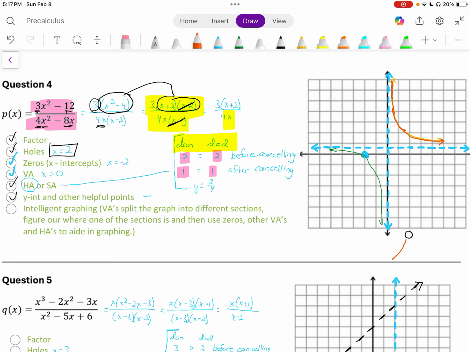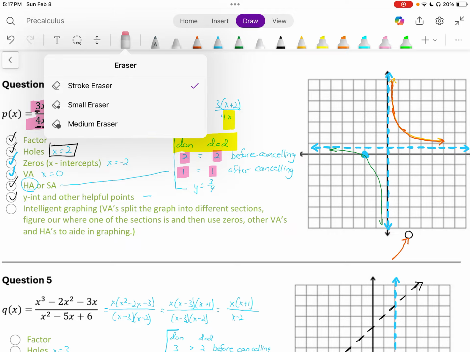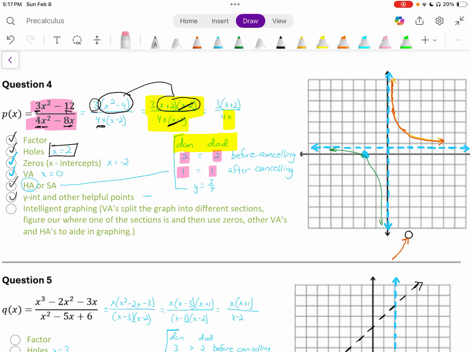However, we have this little hole down here that we have to take care of. So we're going to come and we're going to erase our graph at 2 and put in an open circle there to show that we have a hole in the graph. Oh, that wasn't orange, that was green. So I'll change this one to green, to orange. All right, so there's the graph for number 4.